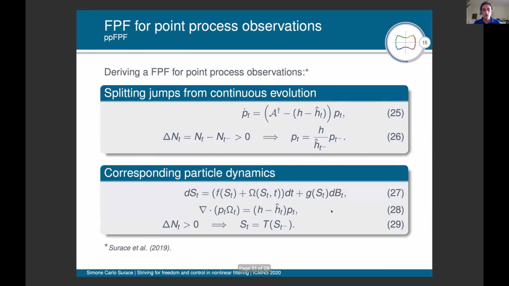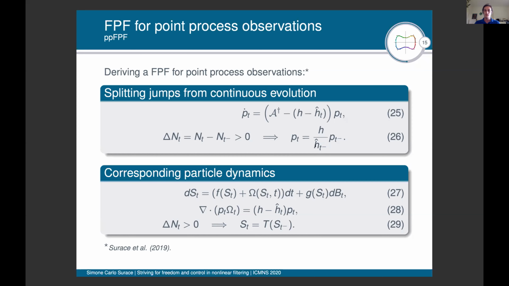So our contribution was to formulate the feedback particle filter from first principles, going back to the filtering equation and trying to derive the particle dynamics correspondingly. The key here is to split the filtering equation into the parts between the spikes and the part where the spike occurs. In between the spikes, we have a normal PDE, which is a modification of the Fokker-Planck equation. And at the time of a spike, so if this increment is positive, then the posterior distribution is multiplied by the observation function and then renormalized.